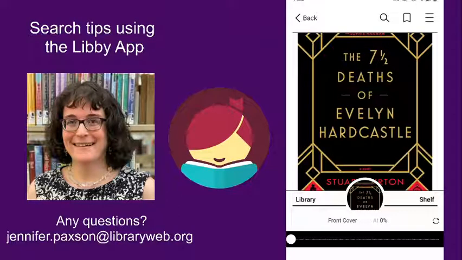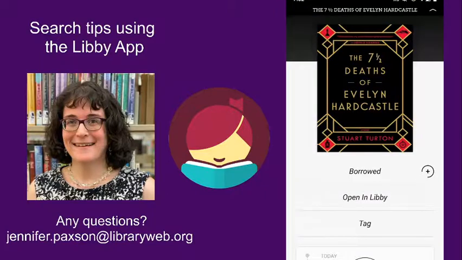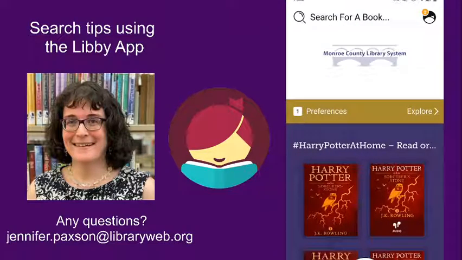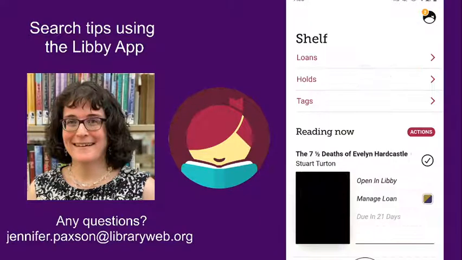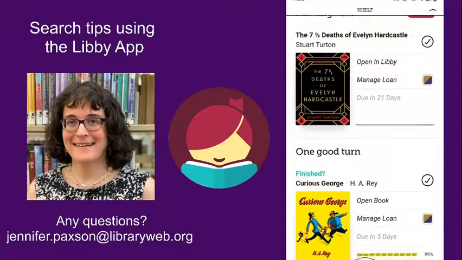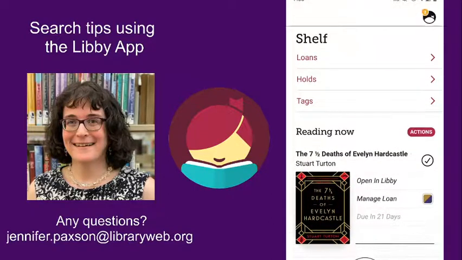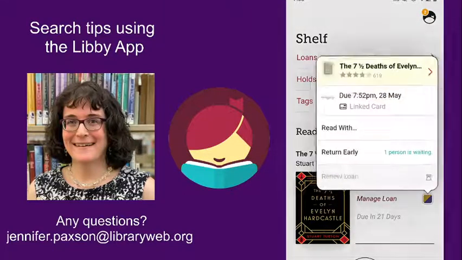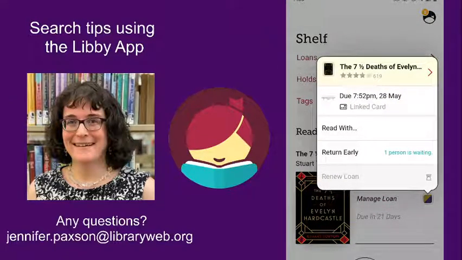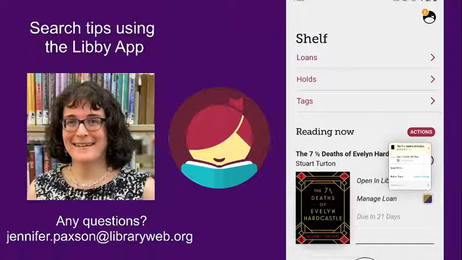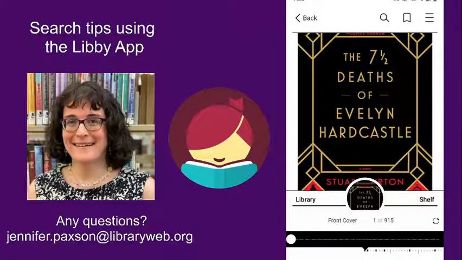Now at the bottom here, you'll see library and shelf. If you hit library, that's where you'll be looking for books; if you hit it twice, you can look for new books. If you hit shelf, that's where the books that you have checked out are. If you see the words manage loan, this is where you can return your book early. Otherwise, you can hit open in Libby and read the book again.